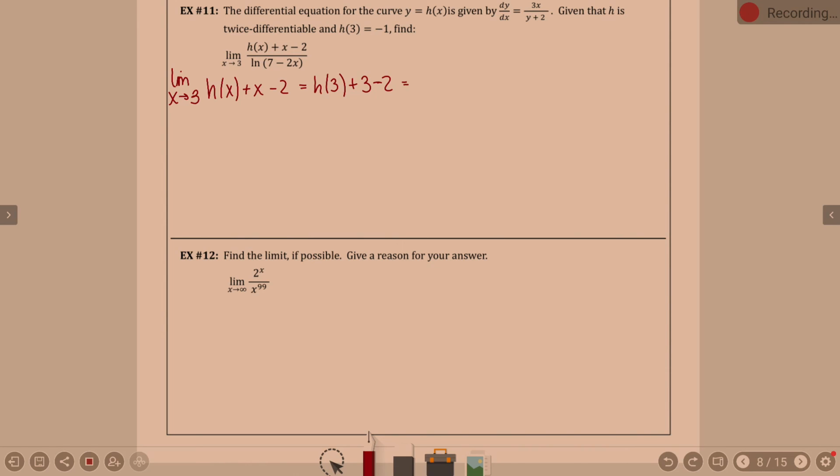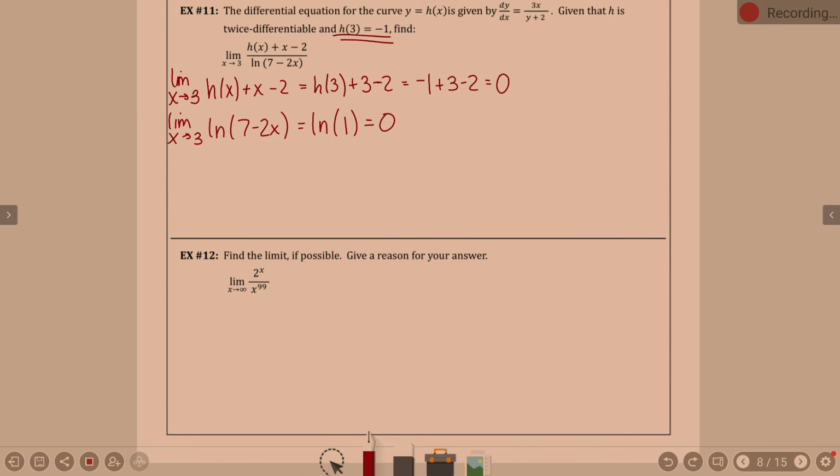What is h of 3? Negative 1, because it was stated in the given, yes? And we get 0. Okay? Limit as x approaches 3, natural log of 7 minus 2x. It's going to be natural log of 7, I don't know if I really need to say 7 minus 6. It's going to be natural log of 1, which is 0.